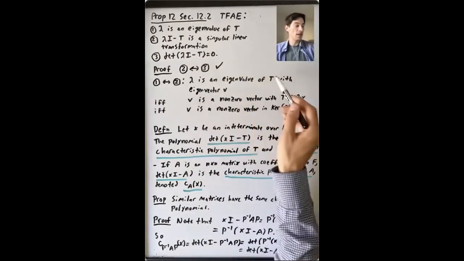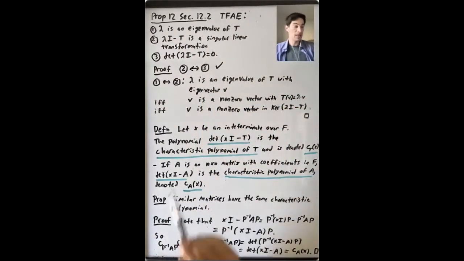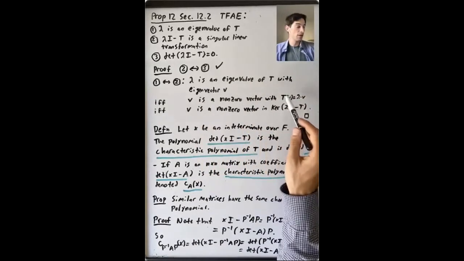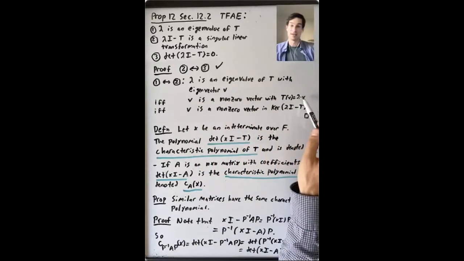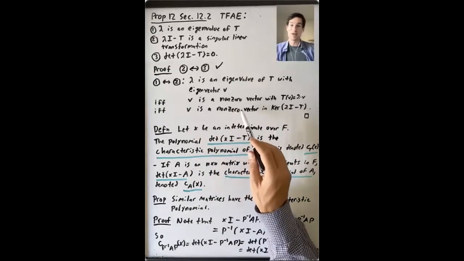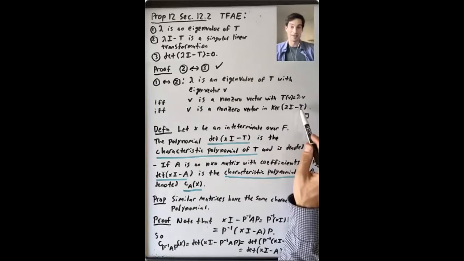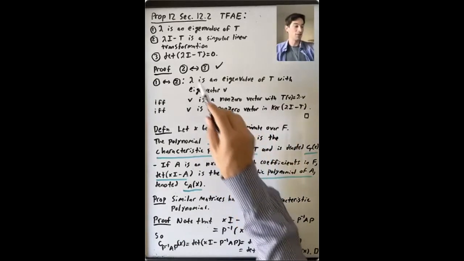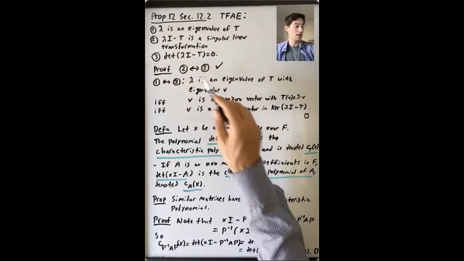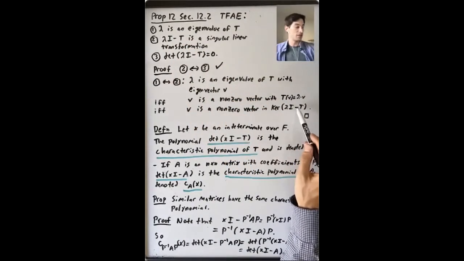What does it mean for lambda to be an eigenvalue of T with eigenvector V? That means that V is a non-zero vector with T of V equals lambda times V. But that means that V is a non-zero vector in the kernel of the linear transformation given by lambda times the identity linear transformation minus T. So if there's an eigenvalue lambda, that means that there's a non-zero vector in the kernel of the linear transformation lambda times the identity minus T. So this linear transformation is singular. That's what it means to be singular. You have a non-zero vector in the kernel.